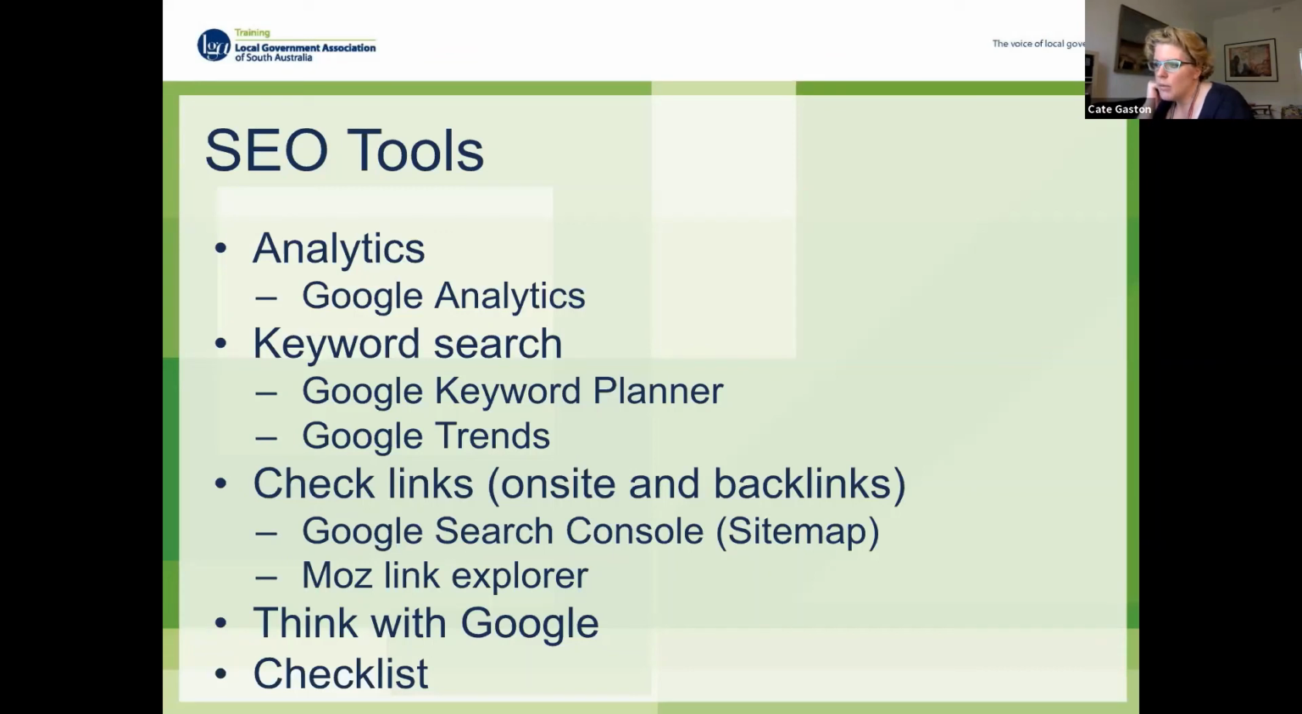Checking links, as I said, the Google Search Console is a great way to do that. There's also a free one called Moz Link Explorer, which is good to use as well. Think with Google is actually like an e-newsletter that you can sign up to with Google. You can get them for relevance globally or within Australia, New Zealand, and there are various topics that you can subscribe to. I find that Think with Google is quite good for keeping up to date with any changes or insights that they've identified. And then, of course, there's the checklist, which hopefully you've all now got.